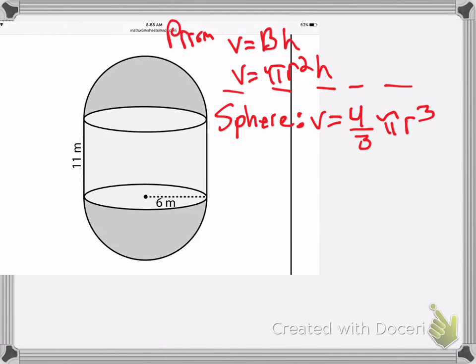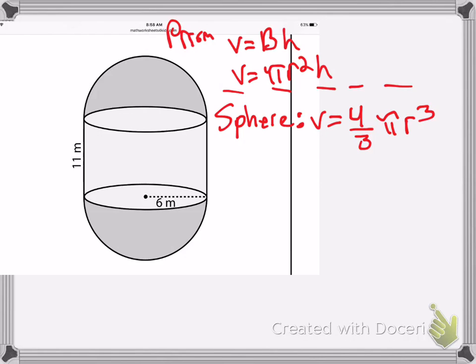Okay, on this first one, notice that you have a cylinder and a sphere. Well, two half spheres that make up a sphere. You have your two formulas that I've listed for you. You need to go ahead and find the volume for these two figures that make up the one composite figure.